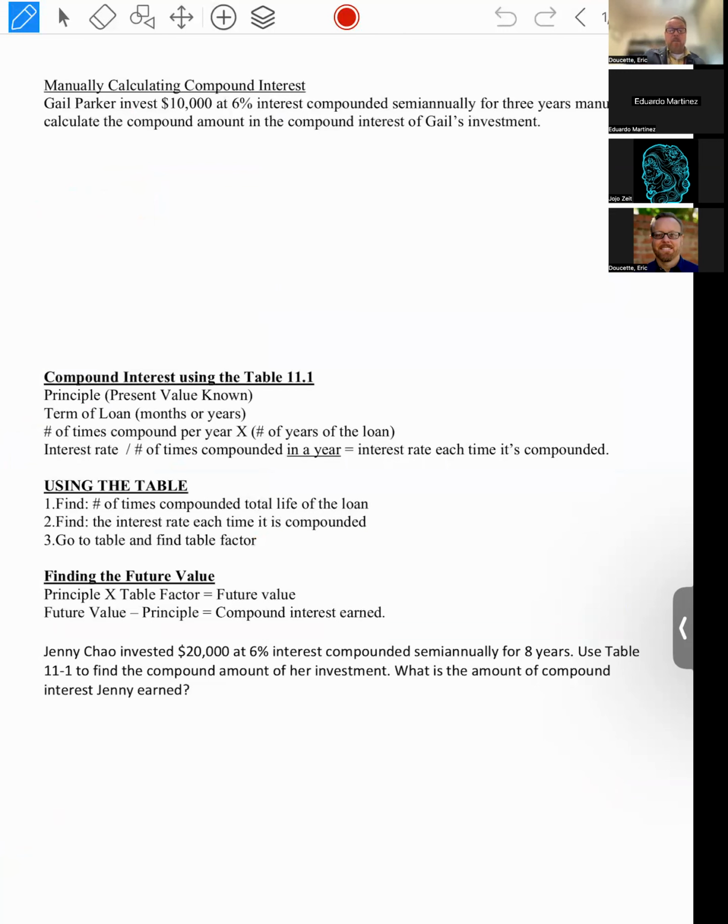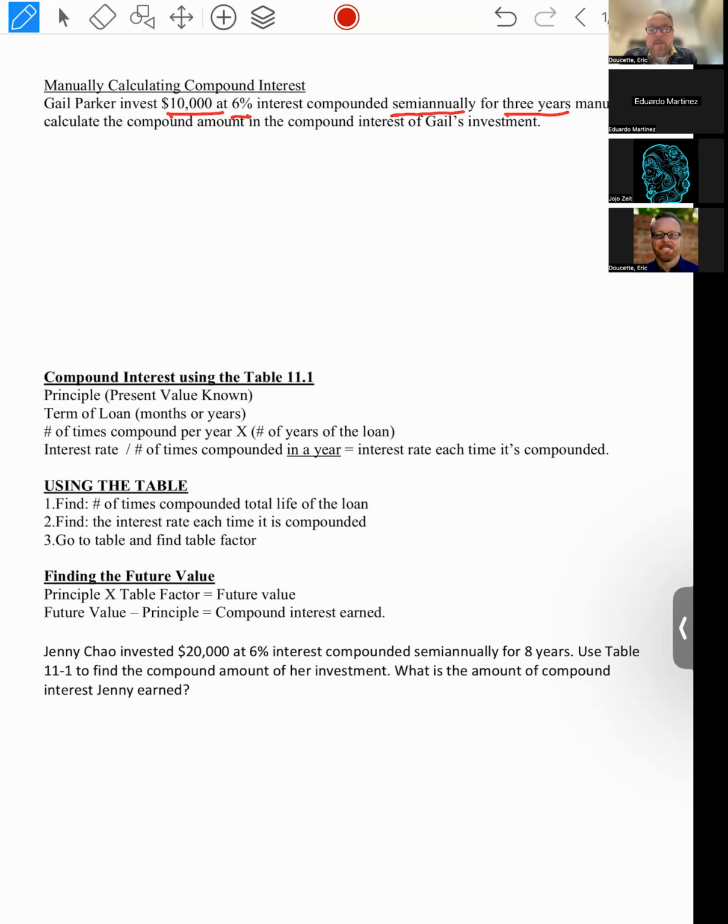I can do this a couple of different ways. I can actually manually calculate compound interest. I think doing this really helps put a visual to what we're talking about. So we'll look at this first problem. Gail Parker invests $10,000 at 6% interest, compounded semi-annually for 3 years. If she compounds it semi-annually, how many times would it be compounded a year? Anybody?